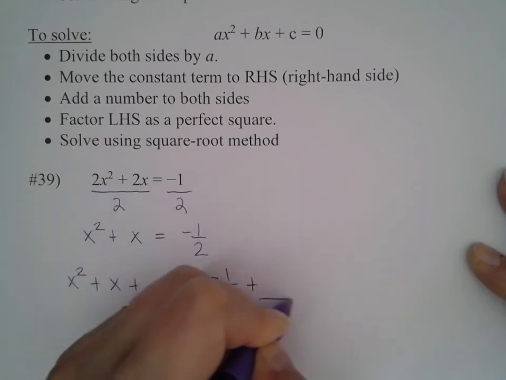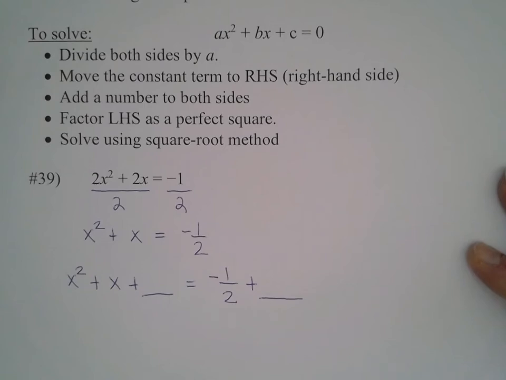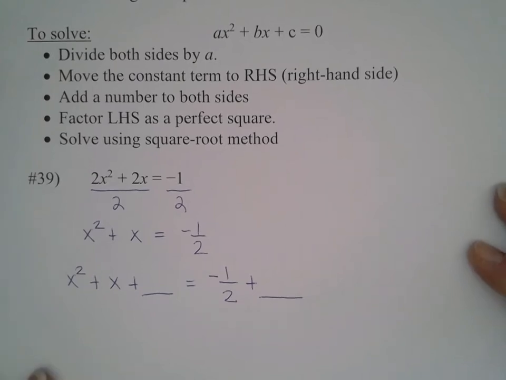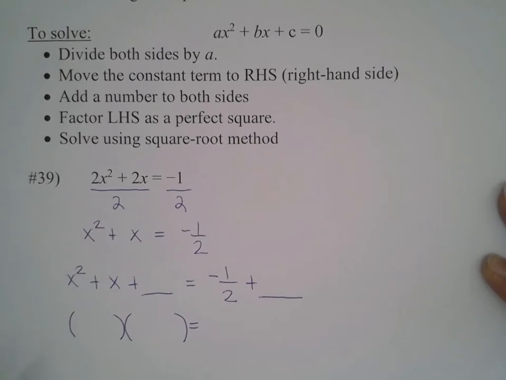Like I've said before, I like to draw the little blanks so I don't forget to add it to both sides. You have the same two options when you try to determine what number to add to both sides. You want to choose a number so that when you factor the left-hand side, you can factor it into two equal parentheses. So you can use that logic to determine that number. So I'm going to do that first again here, or you can use that shortcut we talked about in the last video.